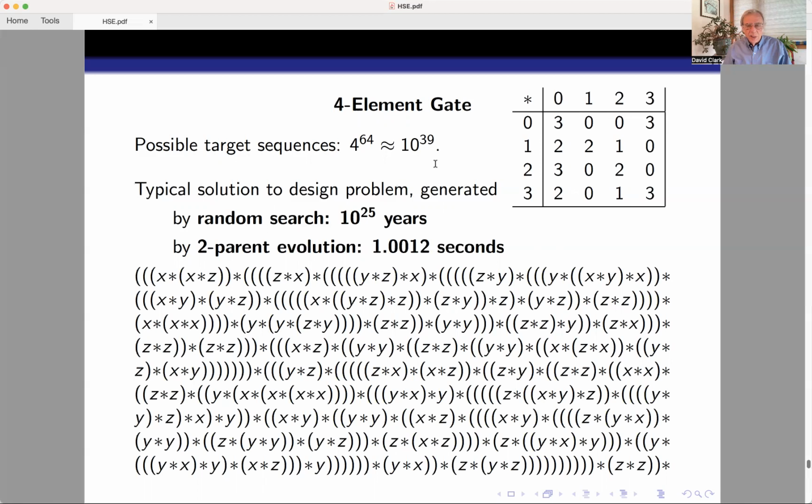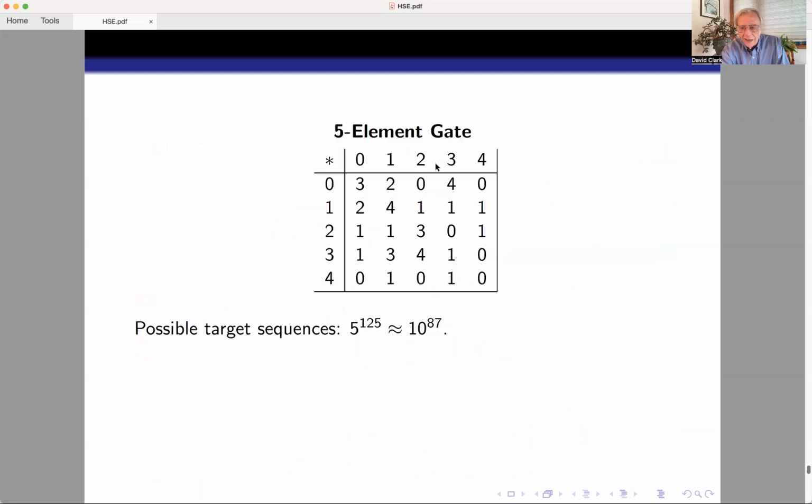And so, in fact, we were so pleased with it that we thought we're willing to wait longer than a second, and we wondered if it could do something with a 5-element gate. Now, when you increase the size of the gate, you increase the number of circuits you have to search enormously, as we've been seeing. So for 5 elements, the number of different possible gates is now 5 to the 125th power. That's about 10 to the 87.